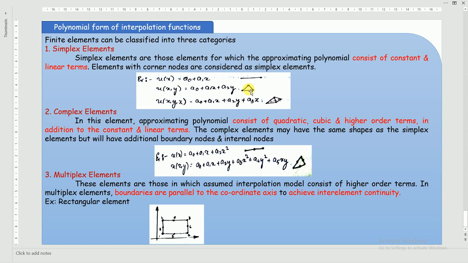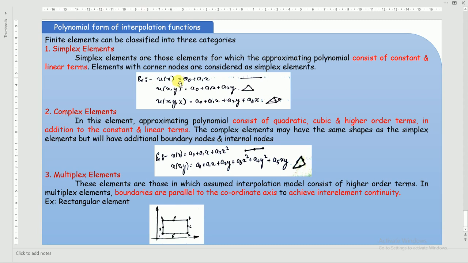So derivations for all these simplex cases using global coordinates. These derivations can be done using three different coordinate systems: one is global coordinate, one is natural coordinate, and one is local coordinate. We'll first go through what is global, natural, and local coordinate before we move on to the derivations. Then we'll solve the derivations of shape functions.